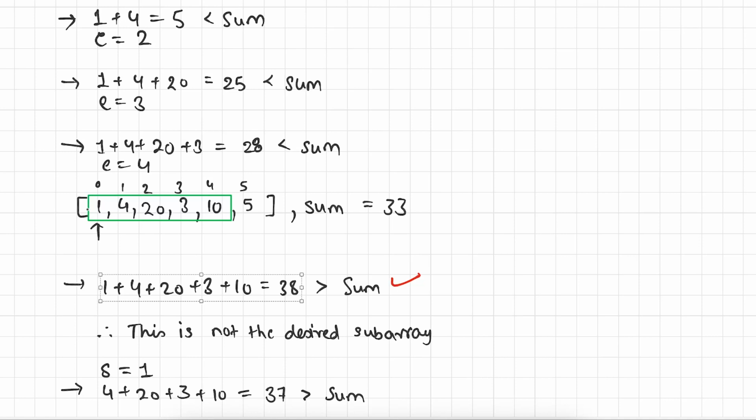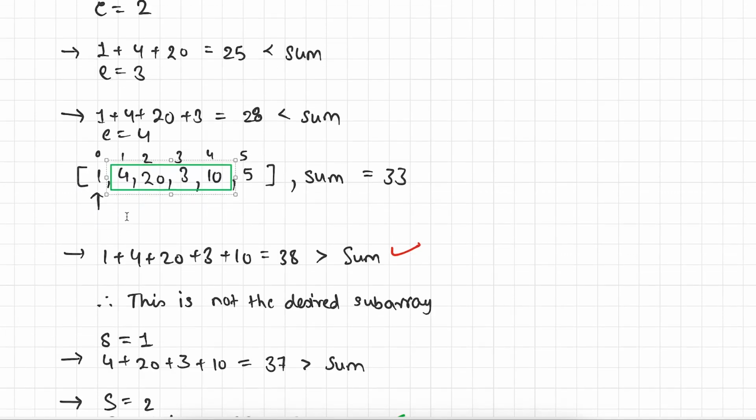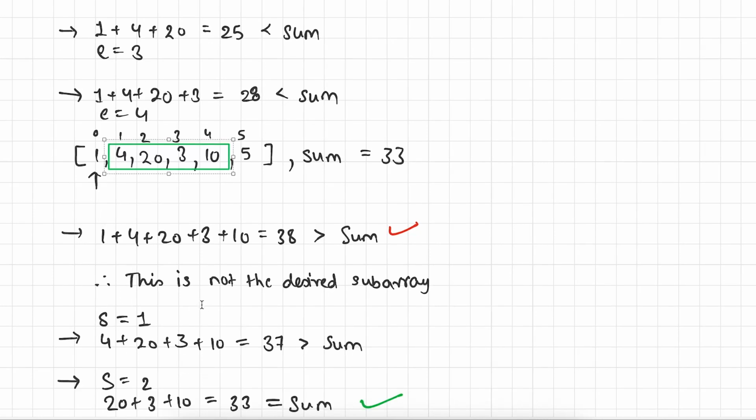Okay, like this. Let me show you. And there we go. Now let's find the sum of these elements: 4 plus 20 plus 3 plus 10. We get 37, and this is greater than the desired sum. Again we found a sum that is greater than sum. So previously we simply removed 1. Now what to do? Again we are getting a sum that is greater than the desired sum.